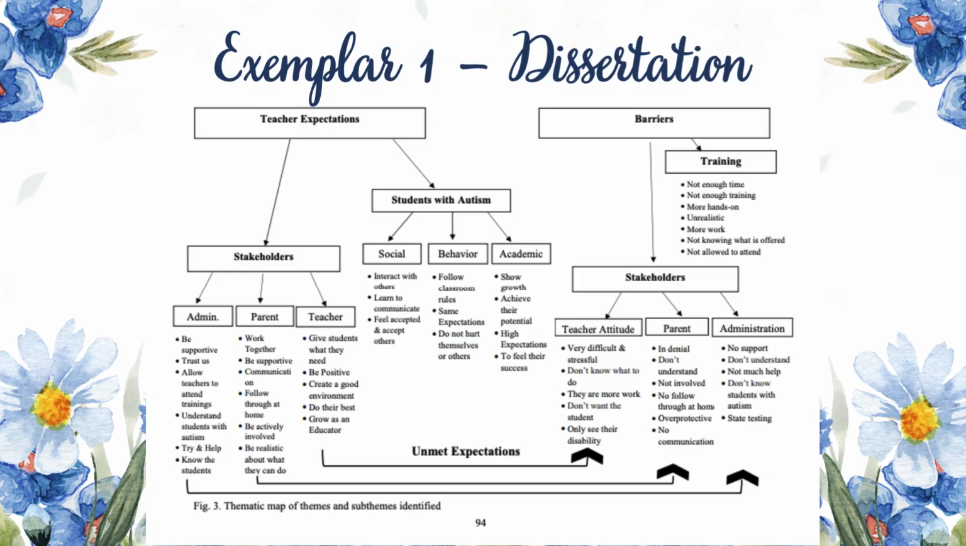Now, I reviewed this one, and it has some of the thematic maps that they showed. I thought it was really important to show you how they broke down all of their categories and how they supported their theory. As you can see here, they started out with the teacher attitude, the parent, and the administration, and that was who they really wanted to focus on. And then they also had one with the students with autism. So we started seeing how it emerged from there and really supported their theory as they went through.